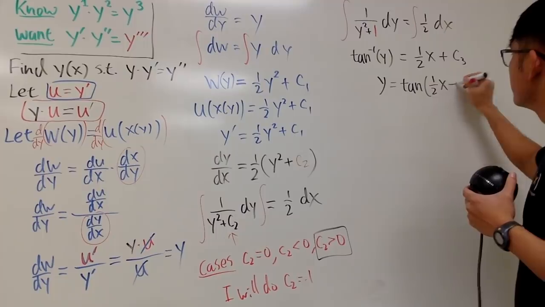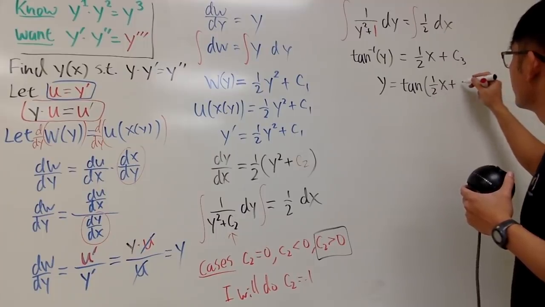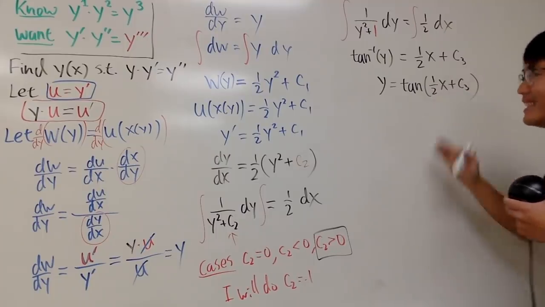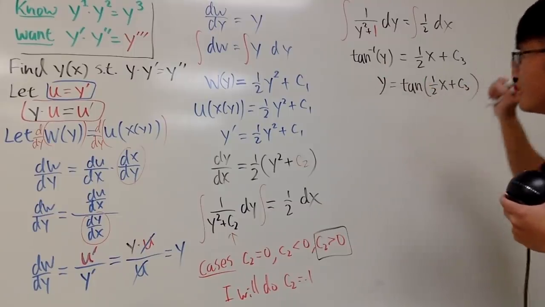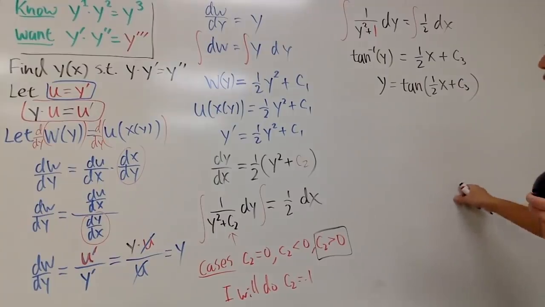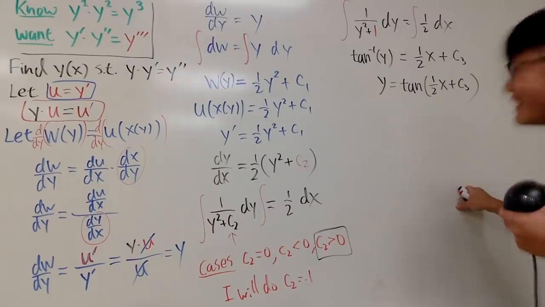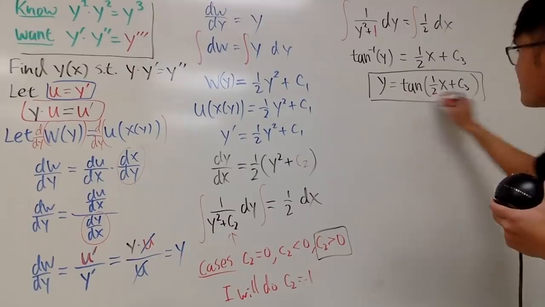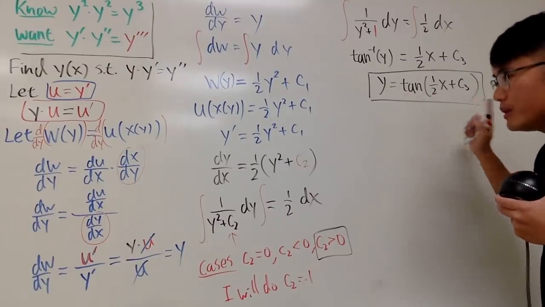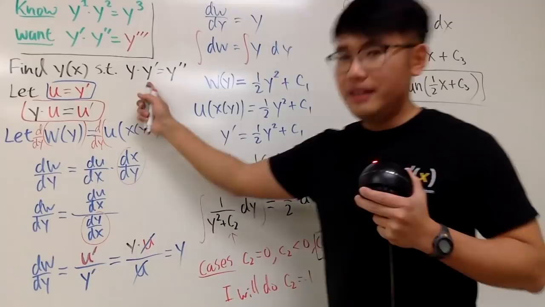1/2 x plus this right here is going to give us c3, of course, like that. You take the inverse on both sides, like that. And this is so wonderful. And yeah, very cool, isn't it? However, though, this right here, as I said, it will only satisfy this.